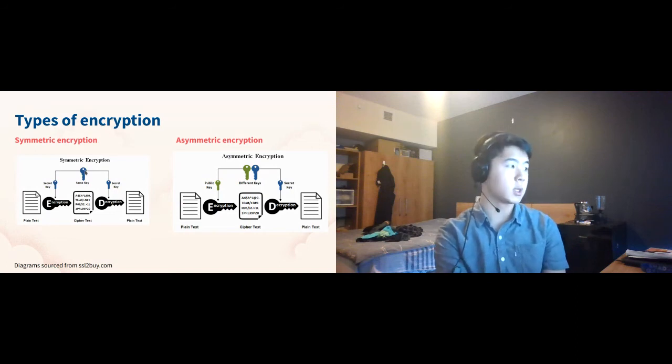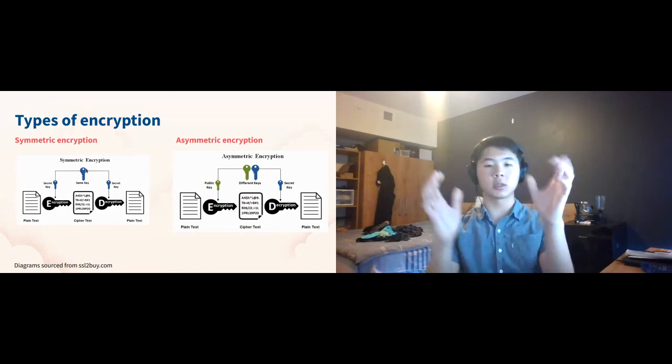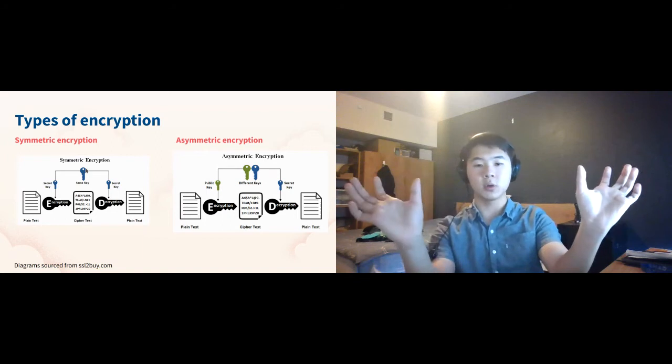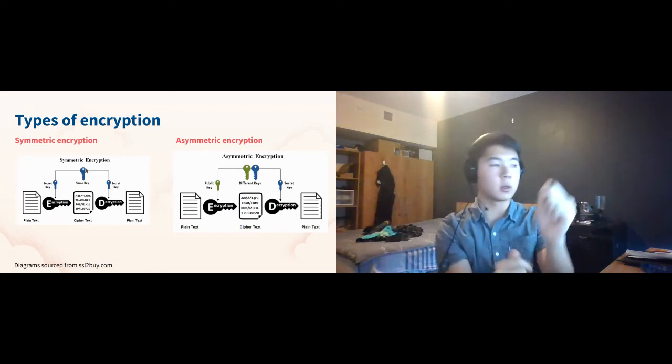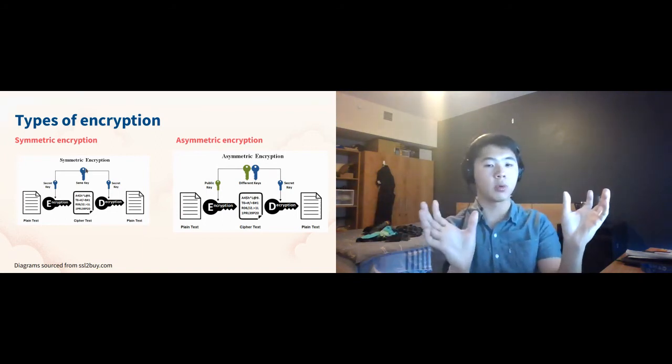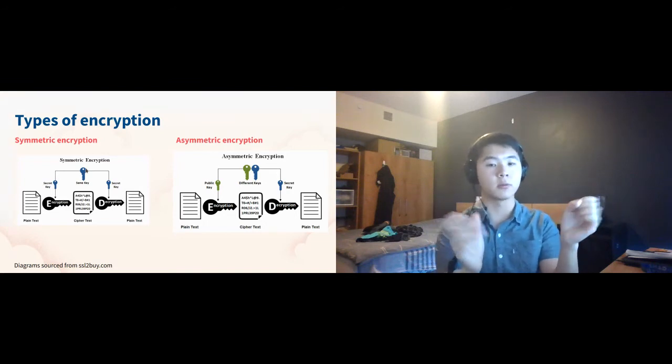So symmetric encryption essentially has, if we imagine the sender and the receiver, and we draw an imaginary line down the middle, well, the sender and the receiver are both going to look the same in terms of the keys they have.